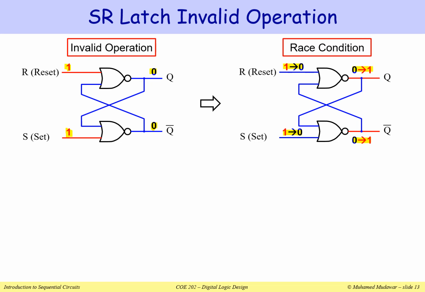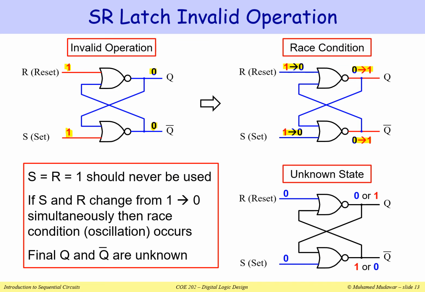Eventually, because there are slight differences in the timing of the two NOR gates, one of them is going to switch to 0 and the other is going to switch to 1. We don't know which is going to switch to 0 first and which to 1. So the final state will be unknown. I can have Q be either 0 or 1. I really don't know what the final state will be. The same thing for Q bar. So for this reason, we should never set and reset at the same time. S and R should never be 1 and 1 at the same time.